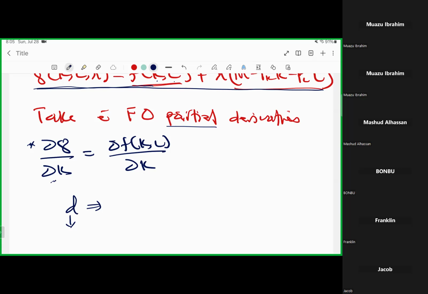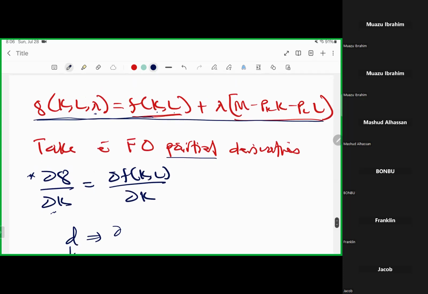We use D if you have only one independent variable. And if you have more than one, you use delta. In this case, we have a number of them: capital, labor, and also the Lagrange function. This one is called delta. This is called delta. This one is called delta. So let's make progress.